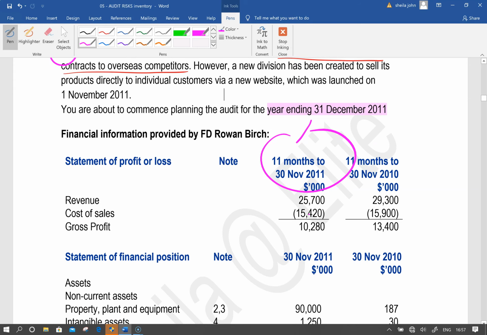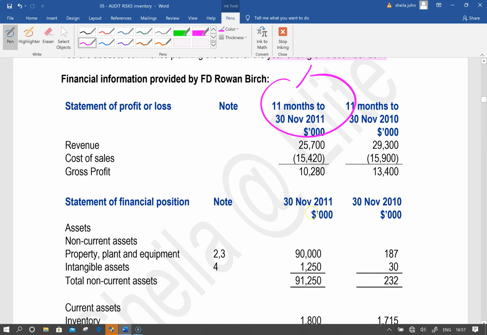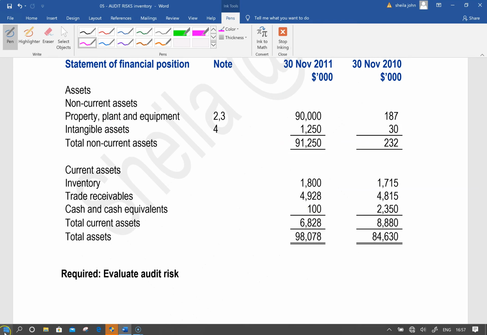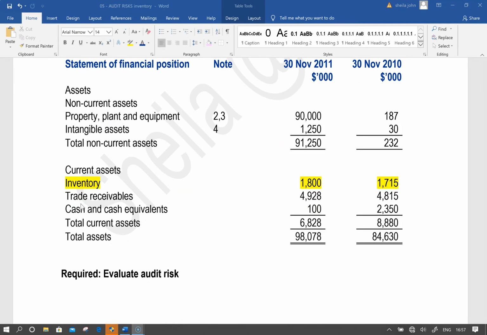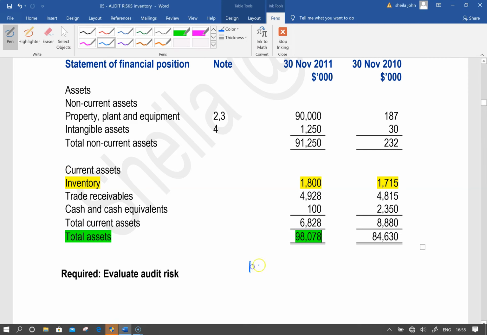Okay, so we've got the revenue, we've got the cost of sales, we've got the GP margin, and here we've got SOFP. And remember, what we're dealing with here is just inventory. We're not looking at any other item within the financial statements. Okay, lots of figures have been given. We can calculate materiality. So how do you calculate materiality? We would take 1,800 divided by the total assets figure of 98,078, and that comes up to 1.8% of total assets, and is therefore material because it's more than 1%.